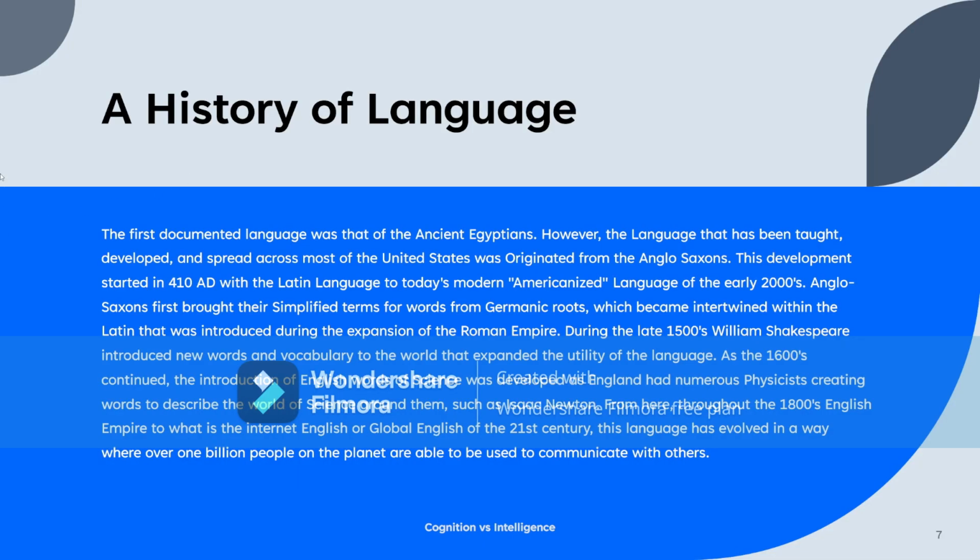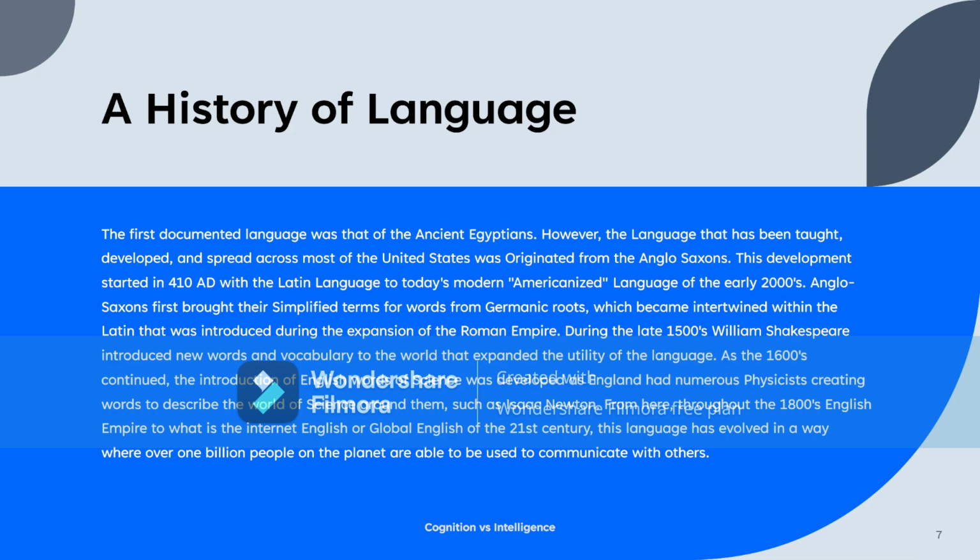Now, for a history of the language, we're going to be talking about where it originated from and the kind of timeline that has jumped from when it started for specifically English to now. The first documented language was that of the ancient Egyptians. While there is no way of knowing how they spoke it, we know that it was the first recorded documentation of language through hieroglyphs.